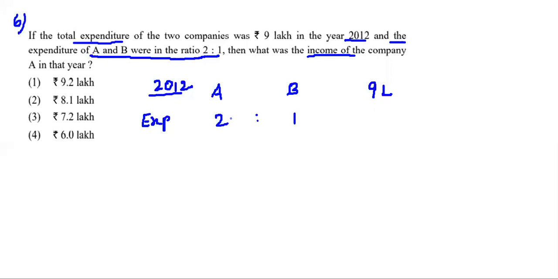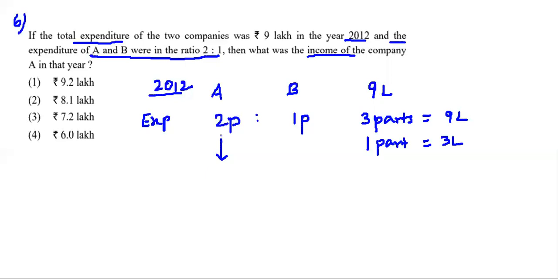So let's have A's expenditure to be 2 parts and B's expenditure to be 1 part. Which means 3 parts is 9 lakhs. If 3 parts is 9 lakhs, then 1 part would be 3 lakhs. A's expenditure is what we need. So 2 parts would be, if 1 part is 3 lakhs, then 2 parts would be 6 lakhs. It's very simple. A's expenditure would be 6 lakhs.